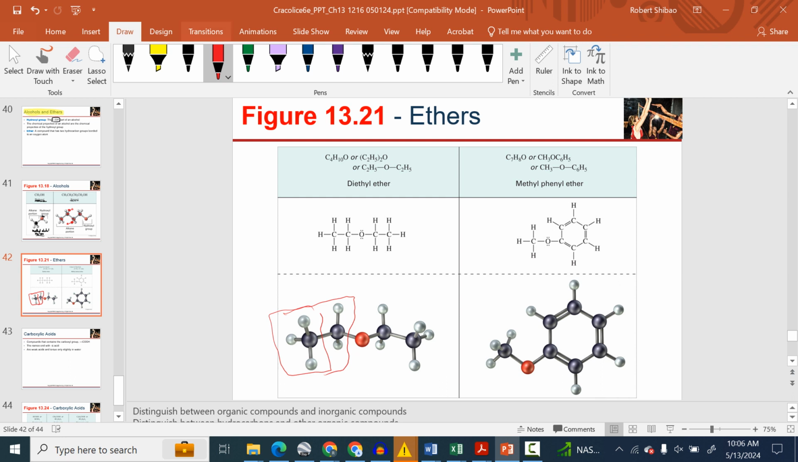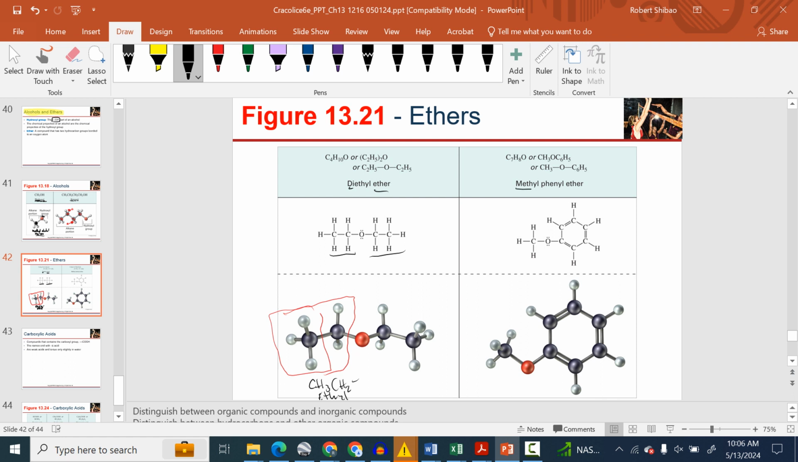An ethyl group is a CH3CH2. So CH3CH2, and then it bonds to something. This is called an ethyl group because it has 2 carbons. And so what this is called is di, meaning 2 ethyls attached to the ether. This is a diethyl ether, so I have these, and the bridging oxygen here.